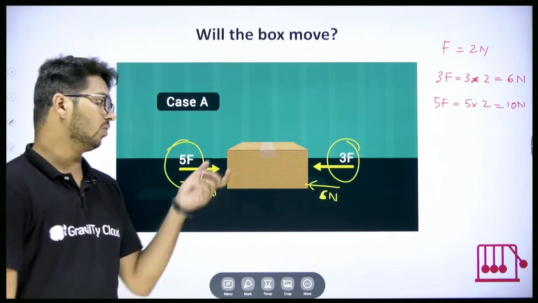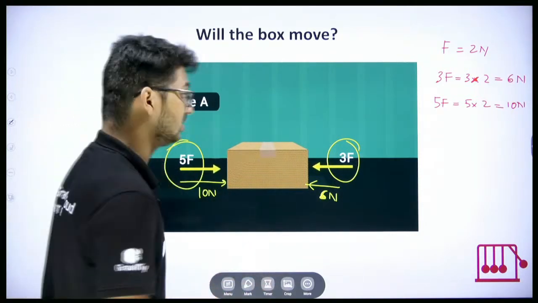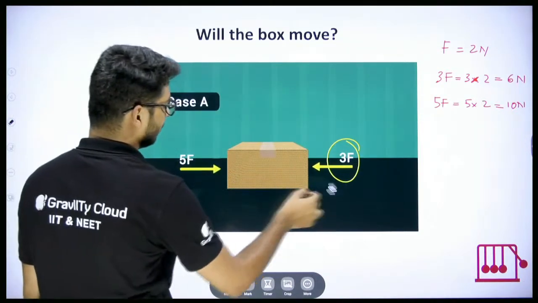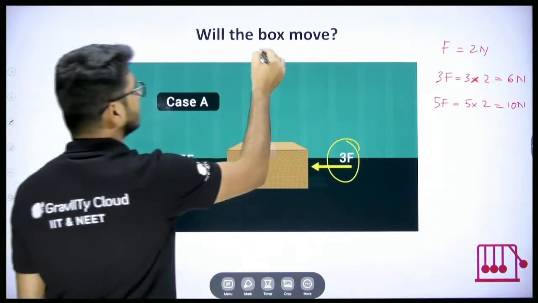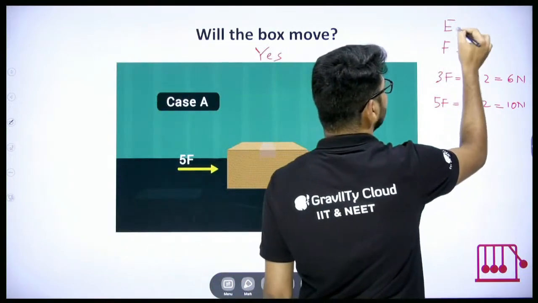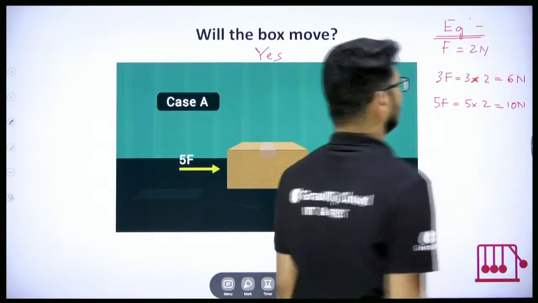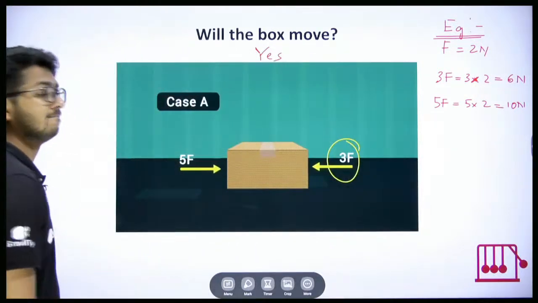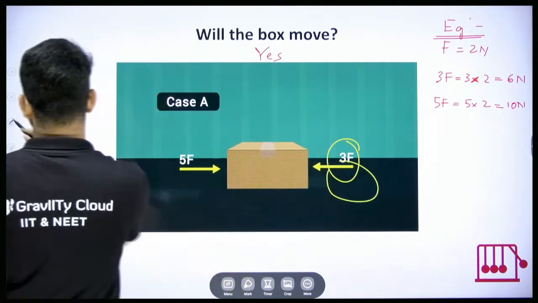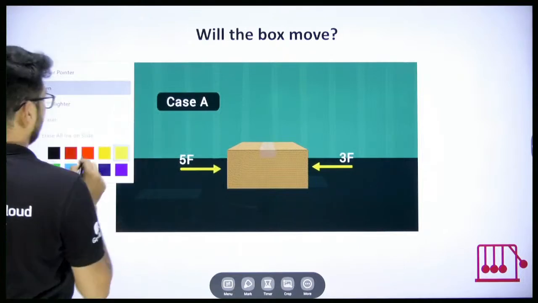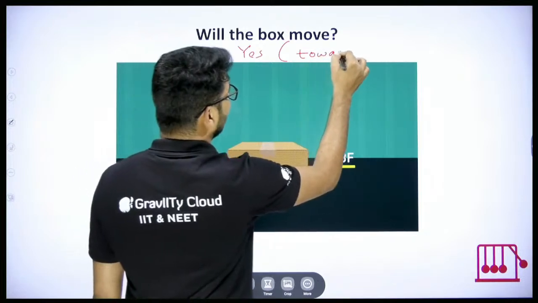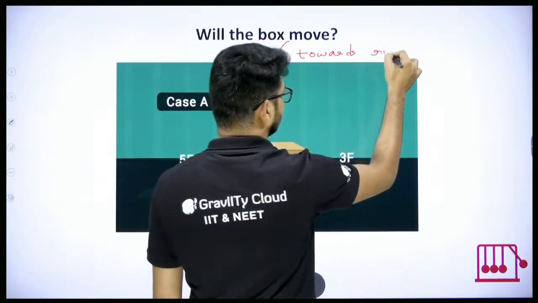Yeah. There are two different forces acting in opposite directions. That means the box will move. The answer is yes. And F is equal to 2 Newton, this is only an example. Got it? Wonderful. Now, will the box move? Yes. In which direction? Towards right. The dominant force is 5F. That is the reason.